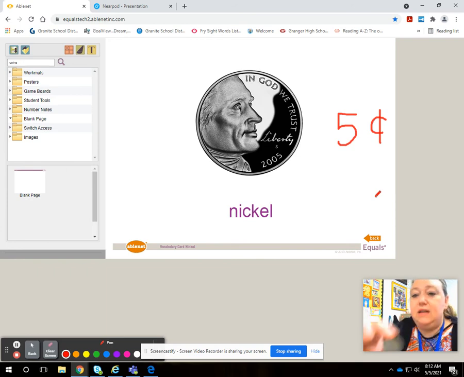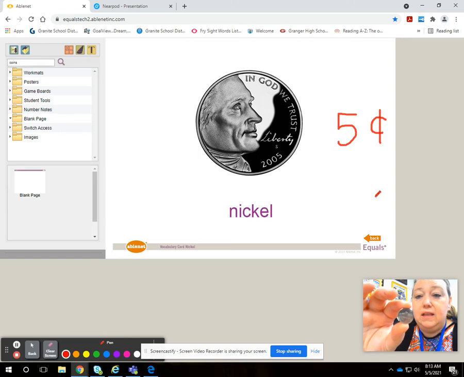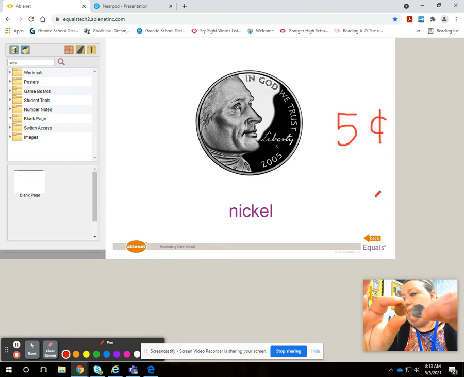On the other side of the nickel, let's see if you can see that, is a building. This building is called Monticello. It's the building that Thomas Jefferson lived in. It was his home. So Monticello on one side, Thomas Jefferson's picture on the other side. And if you want to see the comparison in size between a penny and a nickel, the nickel is quite big. It's bigger than the penny. So if I put the penny on top, there's just a little bit of overlap there.